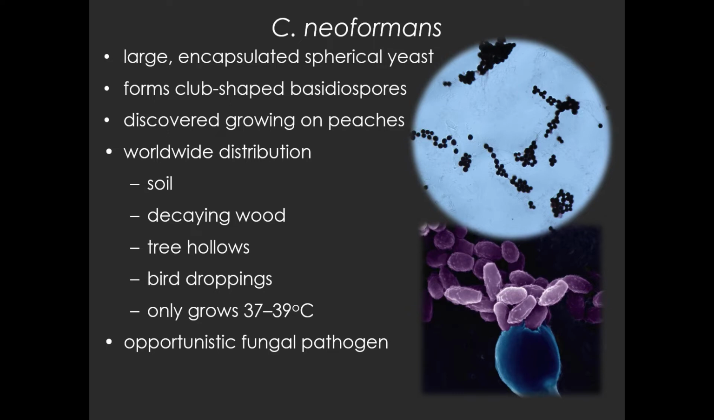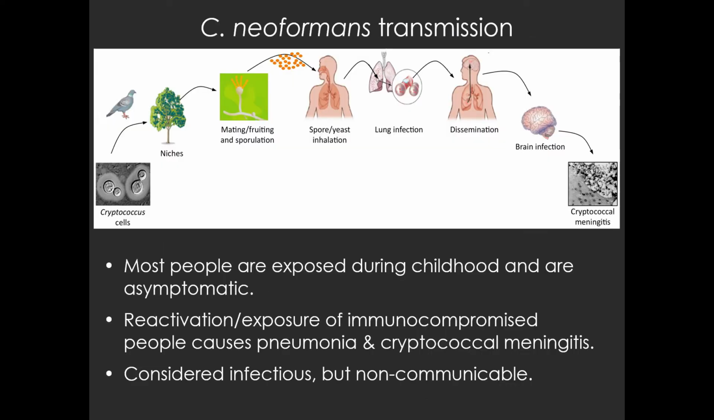The interesting aspect of Cryptococcus neoformans growth, though it is found worldwide, is that it only grows between 37 and 39 degrees Celsius. Now, the reason we're going to talk about Cryptococcus neoformans here is because it can be an opportunistic fungal pathogen. Opportunistic meaning a person typically has to have a reduced immune function in order for this to cause a problem, because it turns out most people are exposed to Cryptococcus neoformans during childhood and are asymptomatic.